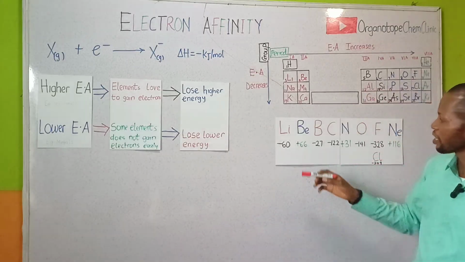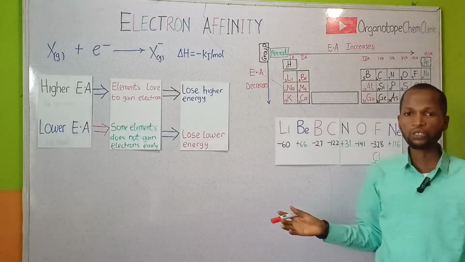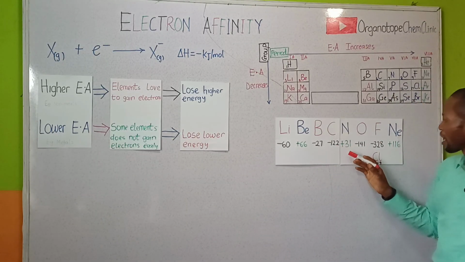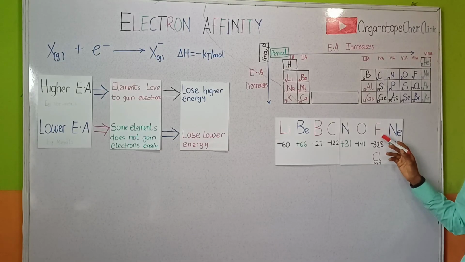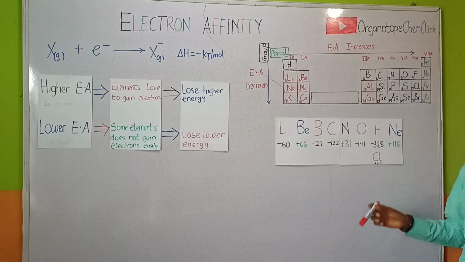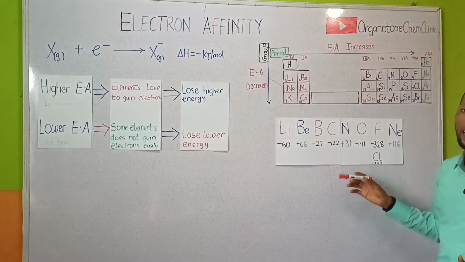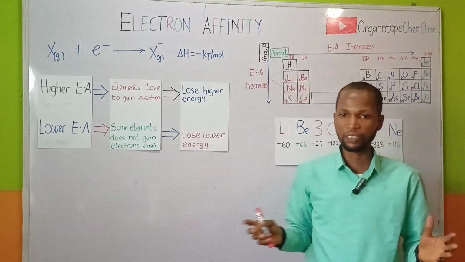It is observed that lithium has higher electron affinity as compared with beryllium. Also, carbon exhibits higher electron affinity as compared with nitrogen, and fluorine exhibits higher electron affinity as compared with neon. Then down the group, it is observed that chlorine has higher electron affinity when compared with fluorine. So we are going to justify this variation in the electron affinity of elements across the period and down the group.